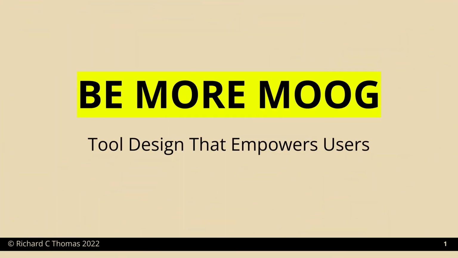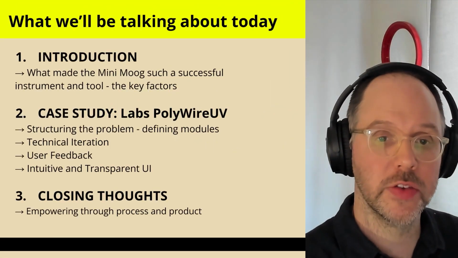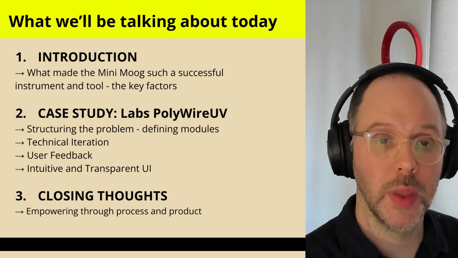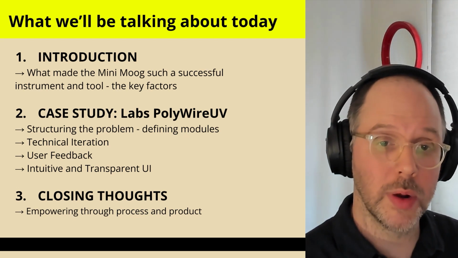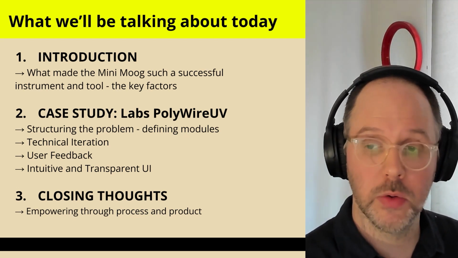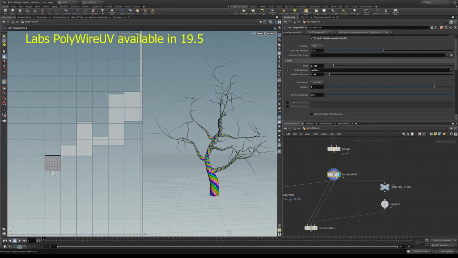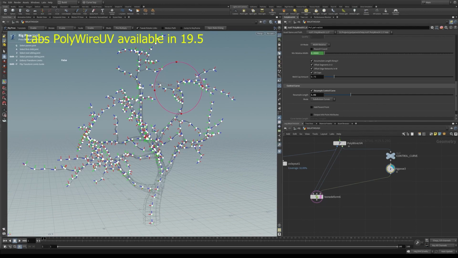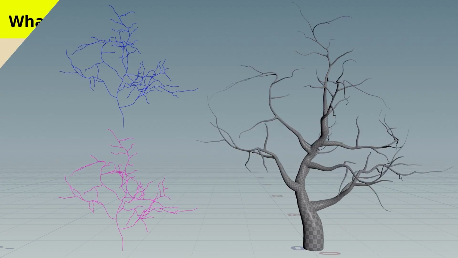Okay, let's get started. The talk was broken into the following sections. Introduction. Here we discuss one of Moog's seminal synthesizers, the Mini Moog, and what I believe made it such an important, successful instrument and tool. We relate it and its development to designing tools in Houdini. We then move on to the main part, a case study of my development of Side Effects Labs PolyWire UV, due to release in 19.5, and see how I use some of these principles in my tool development.